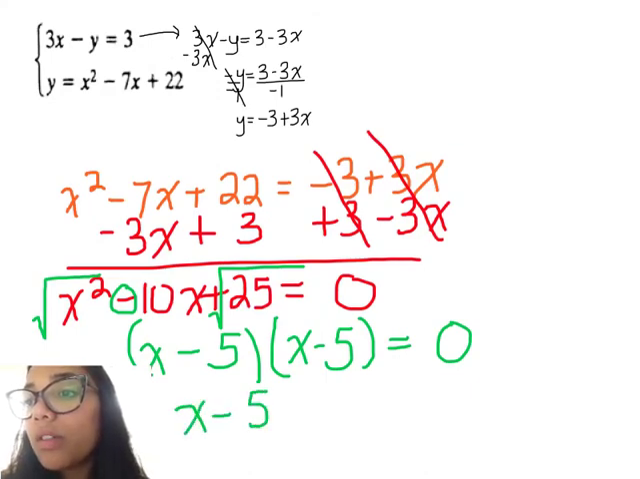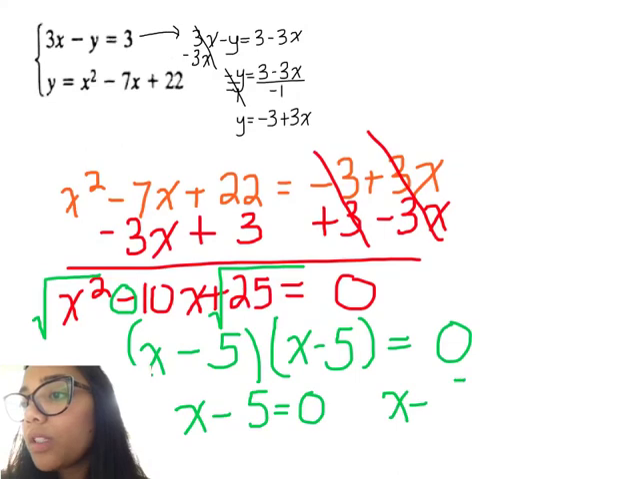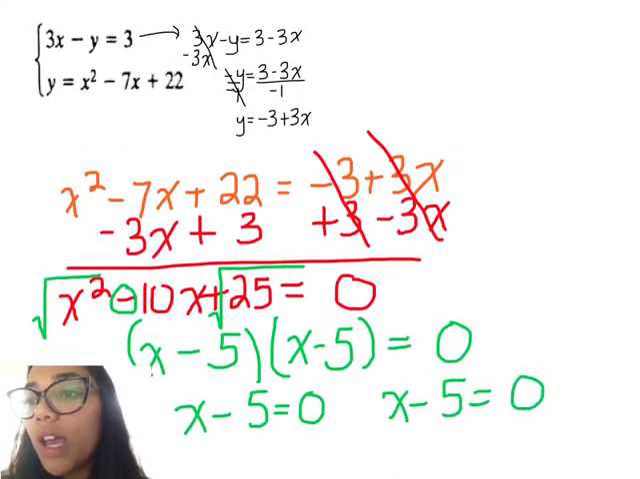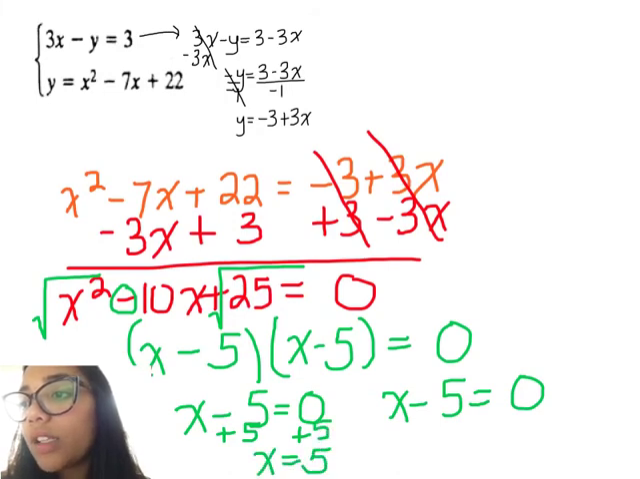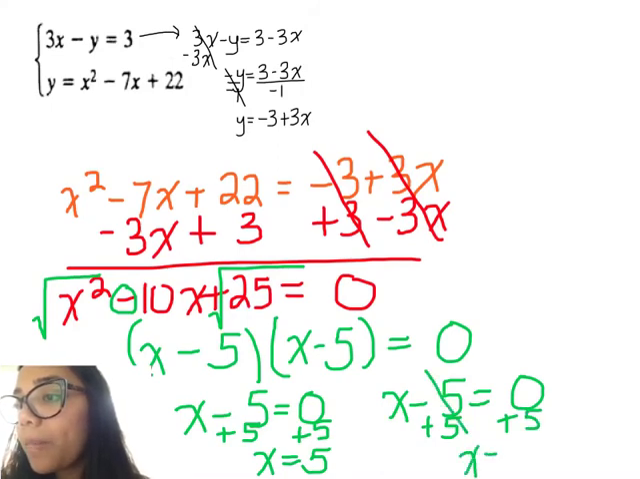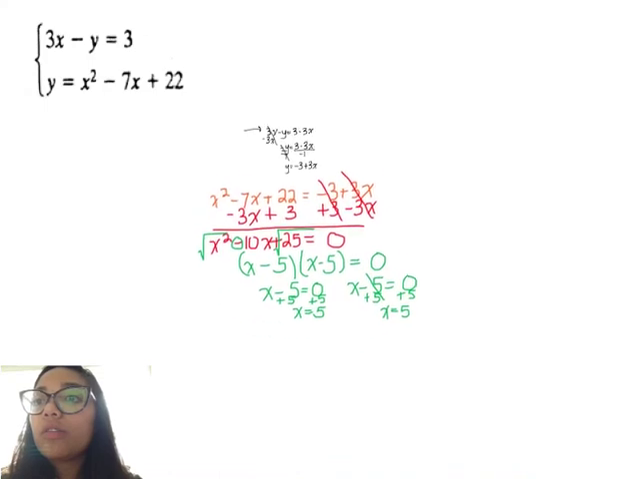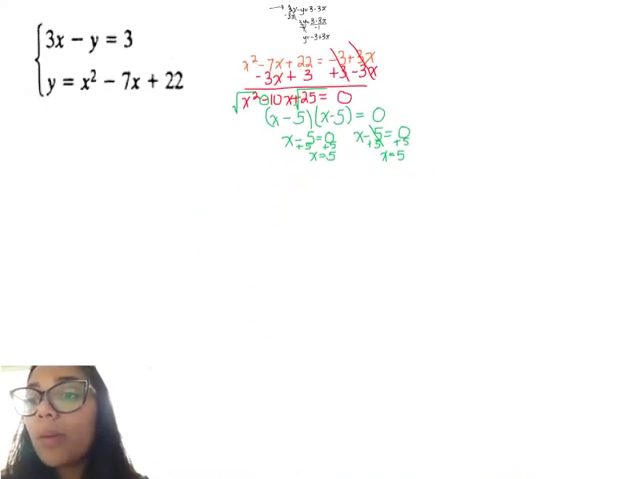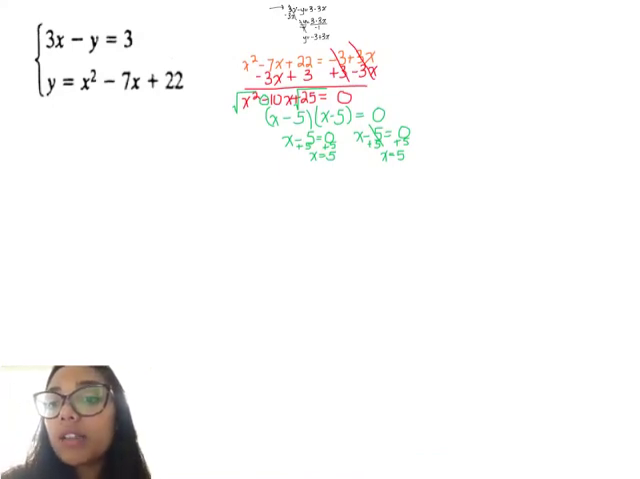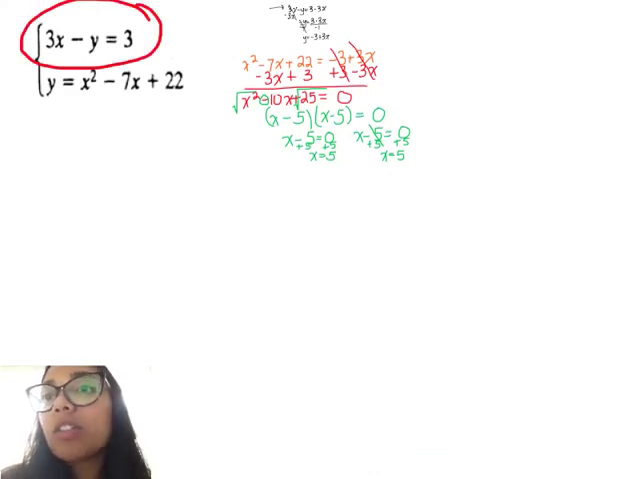So then I can plug it in. x minus 5 equals 0. x minus 5 equals 0. And of course, they're going to equal the same thing. I add 5 to both sides. So x equals 5. And x equals 5. Now all I'm going to simply do is plug in a 5 to my original equation. I'm going to choose the top one just because it seems a little bit easier. So I'm going to plug in 5 to solve for y.